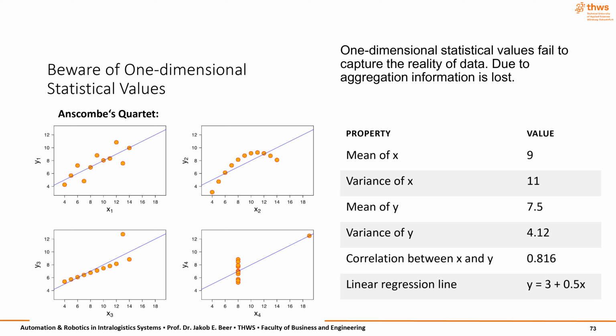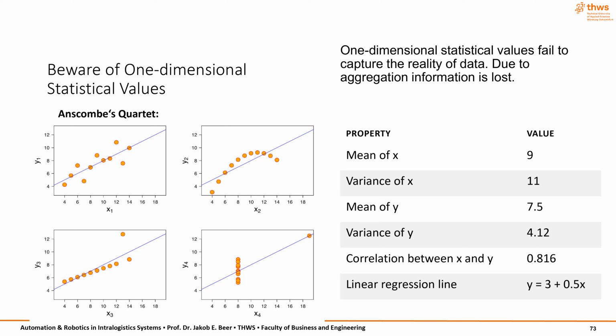What you see on the left are four seemingly different scatter plots. Each plot shows a set of data points, the orange dots, along with a fitted linear regression line. At first glance, they look like four different cases, right? Well, visually, they certainly are.